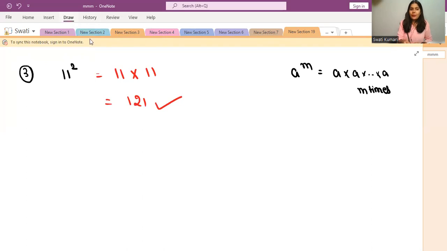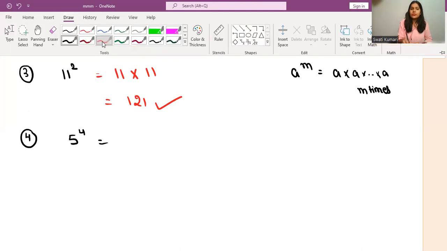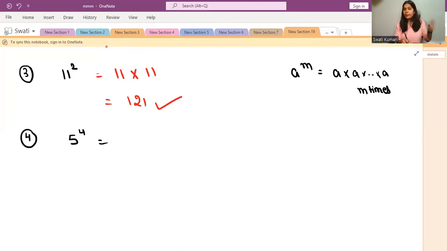Let's go to the next question. So the next question is we have to find the value of 5 raised to 4. Similar question. Using the same concept, you can solve this question also. 5 is getting now multiplied 4 times. So we have to multiply 5 into 5 into 5 into 5, right?